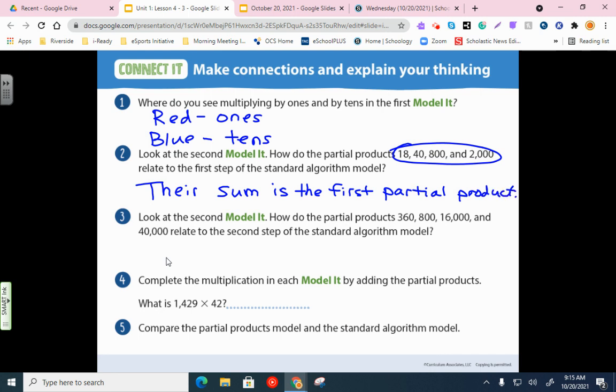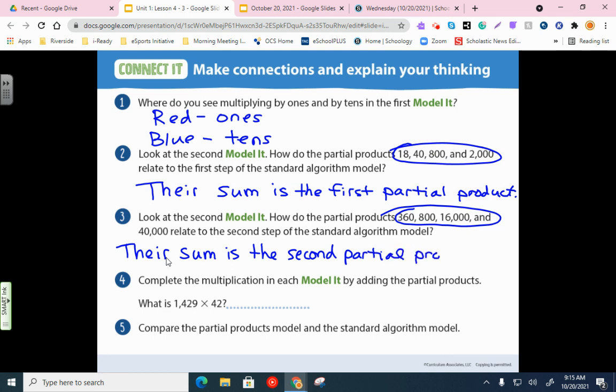So this next question, where we're adding up these numbers right here, their sum is the second partial product. That's where those numbers come from. And if we complete the multiplication of this, which we already did on that first page, we know 1,429 times 42 is 60,018. And I will put a comma there just because.